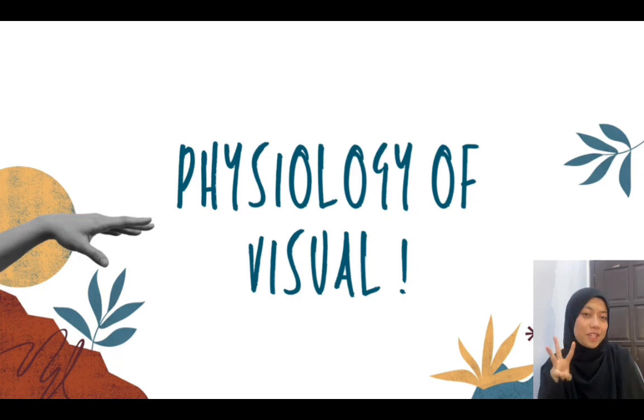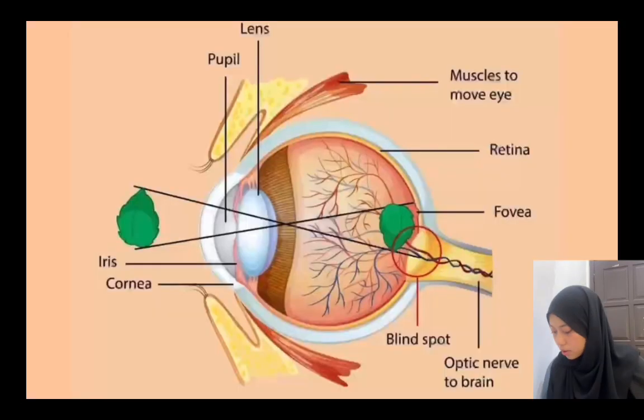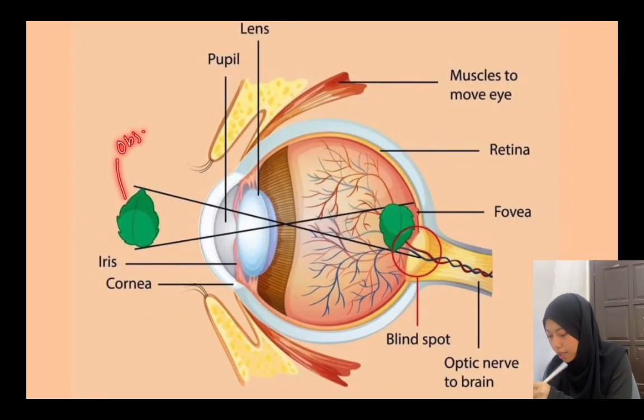Let's continue with the physiology of our vision. It consists of three parts: focusing light on the retina, accommodation reflex, and photochemical activity. Let's take a look at the first part, which is focusing of light on the retina. When we look at an object, the light reflected from the object enters the eye through the cornea. The cornea bends light before it passes through a watery substance, the aqueous humor. The light continues to pass through the black hole in the center of the iris, the pupil.